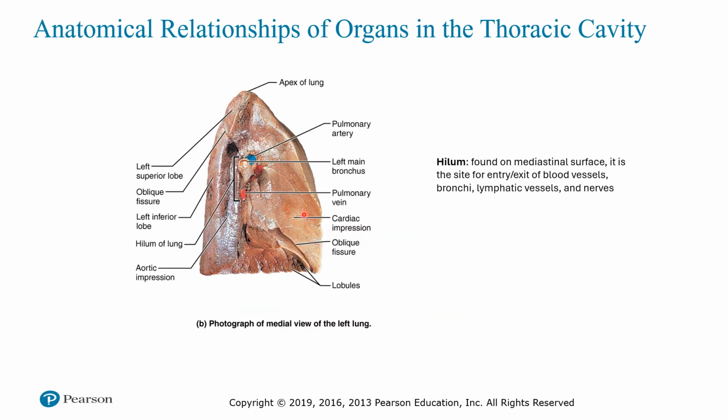Now let's look at this surface. This is the mediastinal surface, or the surface which is present medially. So this is known as the hilum. Hilum is found on the mediastinal surface, and it is where the blood vessels and the bronchi and the lymphatics and the nerves enter and leave the lung. So this place is known as hilum. And then other features on this we already discussed. So let's move on.